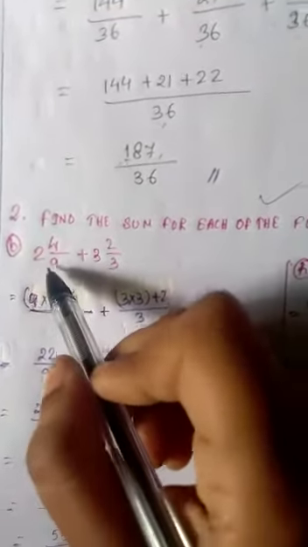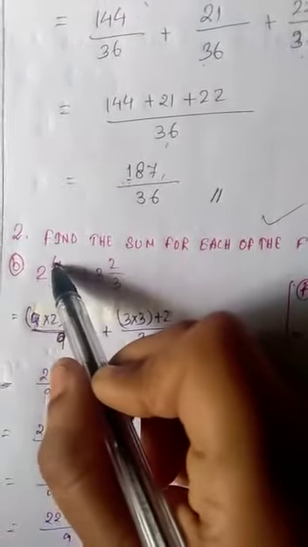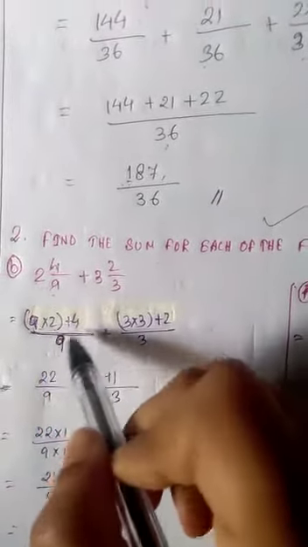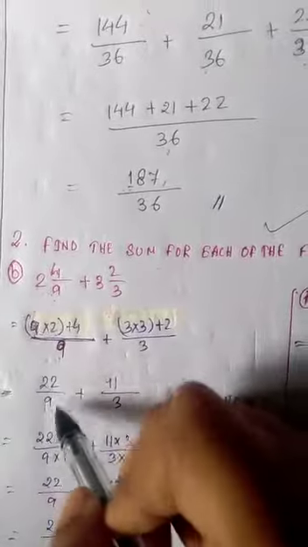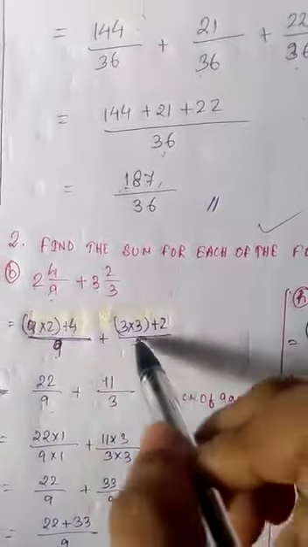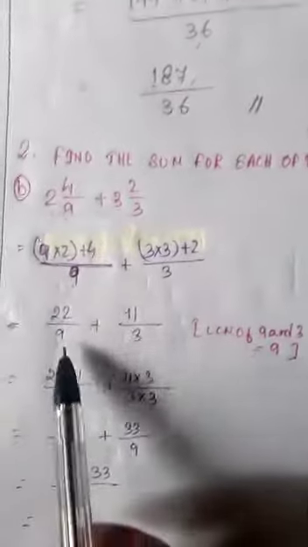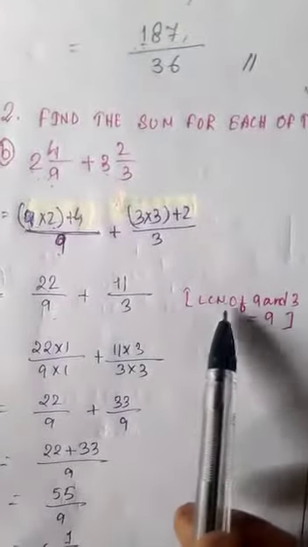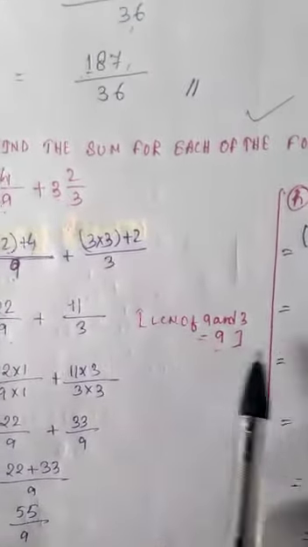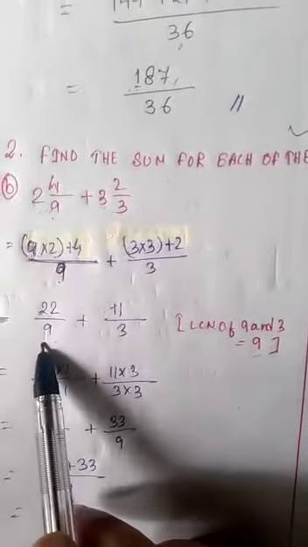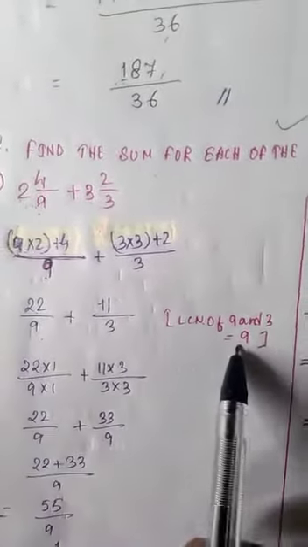Okay children, so as you know 9 into 2 plus 4 we have to do. So 9 into 2 plus 4, divided by 9. So 22 by 9. 3 into 3 plus 2, so it's 11 by 3. Now for 9 and 3 we have to take the LCM. So LCM of 9 and 3 will be 9, as 3 is a factor of 9 and 9 is the larger number. So it will be 9.